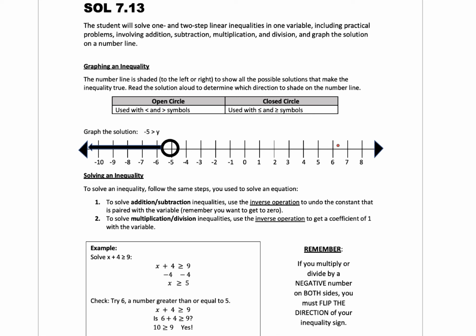When you're graphing inequalities, you need to remember the open circle versus a closed circle. You have an open circle when you're given the less than or greater than symbols, and you use the less than or equal to or greater than or equal to with a closed circle. Because it can be equal to it, we color it in. If it can't be equal to it, we leave it open.